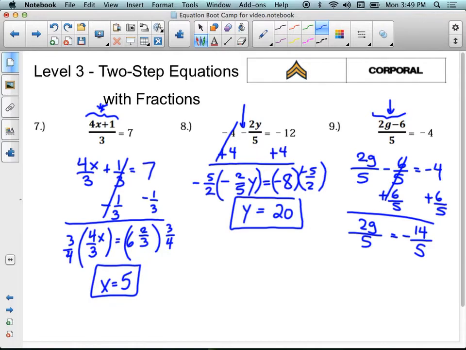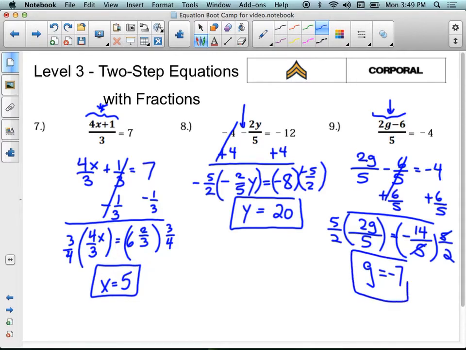Now I'm going to take my 2/5 g. I want to get that g alone. I'm going to multiply by the reciprocal of that fraction. I'm going to multiply by 5/2. And I see I can do some cross canceling on the right-hand side. That's going to give me negative 14 over 2. That would be negative 7. G equals negative 7.